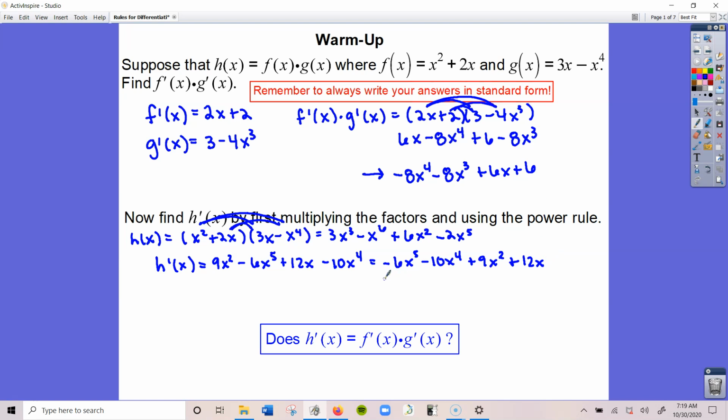When we compare what we got for h prime, it does not equal f prime times g prime. And this is because f prime times g prime is not necessarily the derivative of h of x. This is where we are going to have to apply the product rule. So to answer this question, does h prime equal f prime times g prime? No. So we cannot do our problems like that. And this is where we'll have to apply the product rule.